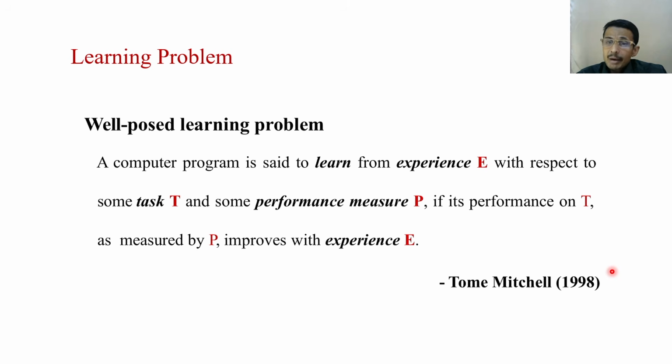Now if its performance on task T, as measured by P, is improved with experience, from the very initial point of view, that if experience is bigger or greater, in general the accuracy improves. Not always true, but still, then we can say it's learning. So this is the very primary or fundamental definition of learning.